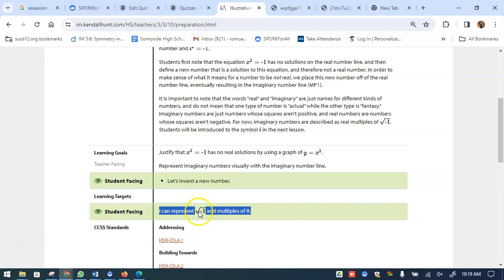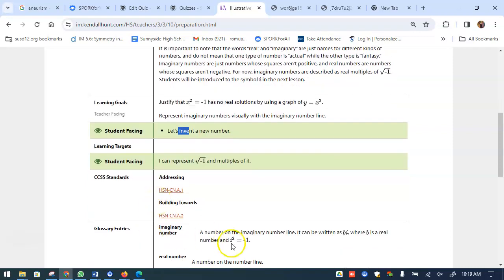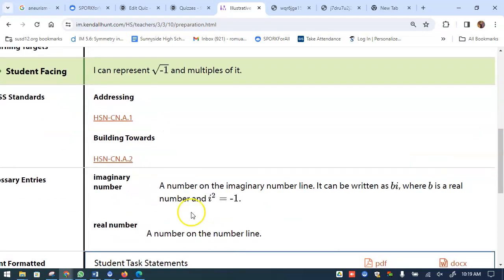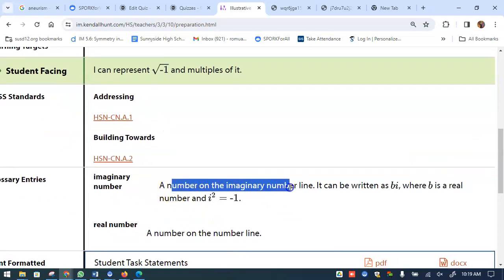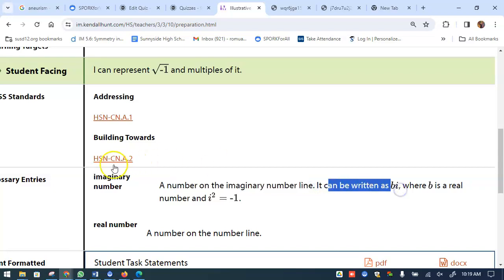So that's like a number, called the imaginary unit. It is a new number invented. So let's invent a new number and see how this works. The main goal is a number on the imaginary number line. It can be written as bi. So the imaginary unit is the square root of -1, where b is a real number, so any multiples, and i squared is -1.